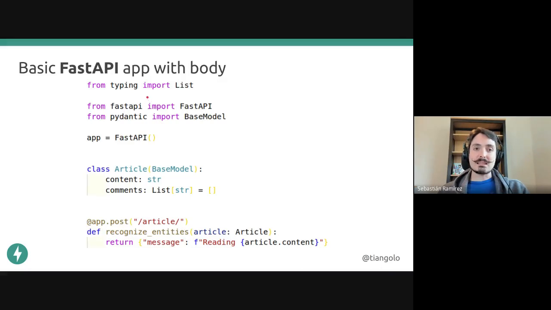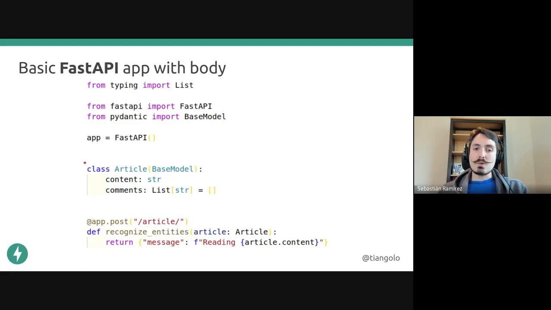Let's now create a body. Let's now declare that we want to receive a JSON body in the request. So now what we are going to do is, FastAPI is based on Pydantic. So from Pydantic, we're going to import BaseModel, and we're going to use this BaseModel to create a class. That is this one, a class Article that inherits from BaseModel.